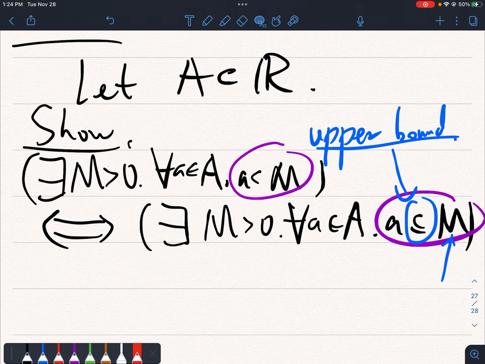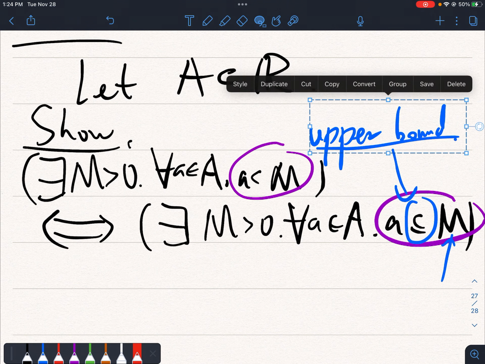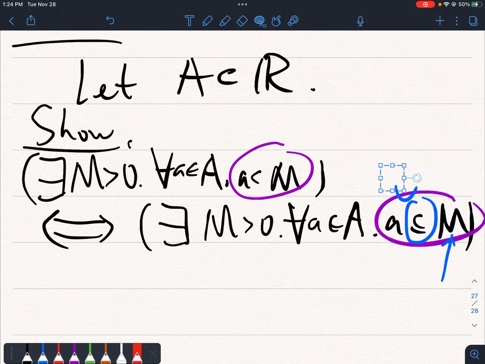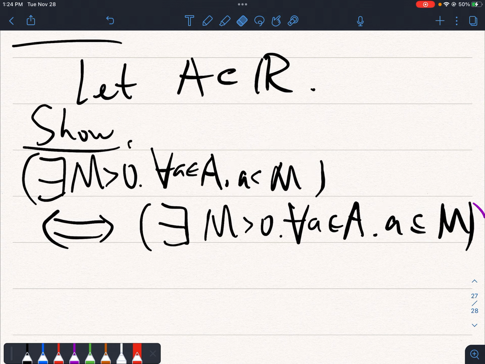So in practice, we call this an upper bound for a particular real analytic reason. I mean, it means a reason that is important in real analysis, or simply analysis, or mathematical analysis. But here, let's just forget about it. It just basically means if everything is less than something, then everything is less than or equal to something, and vice versa. If everything is less than or equal to something, then everything is less than something.